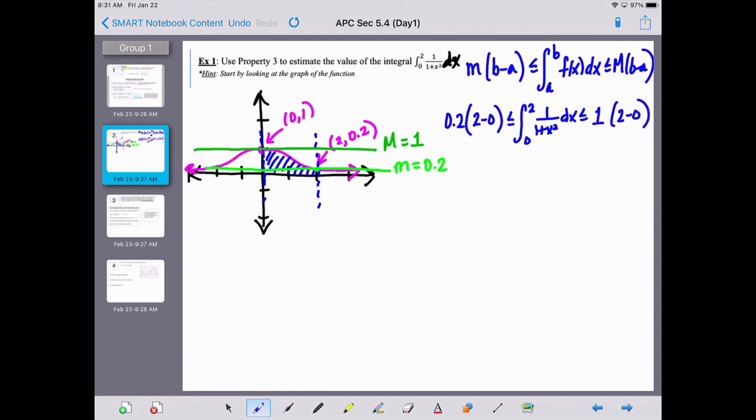And if we go ahead and we do the math here, 2 minus 0 is 2. 2 times 0.2 is going to be 0.4. This is the area of the small rectangle.